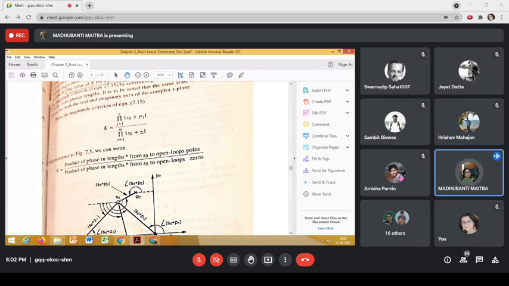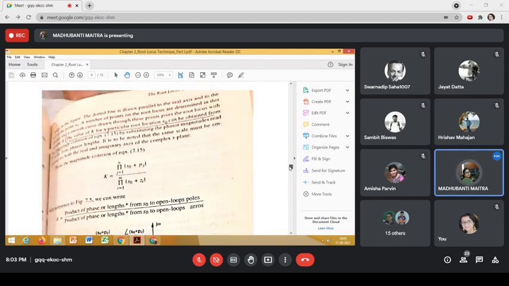So let's assume that this point is one on locus point. Then what is the value of gain k at this particular point? We'll have to know that, otherwise our information will not be complete. So the value of gain k at a point on the root locus can be calculated using the magnitude criterion. Just look at this equation.